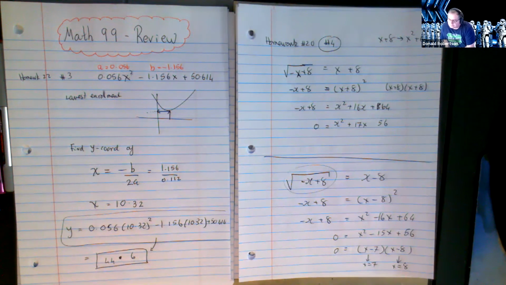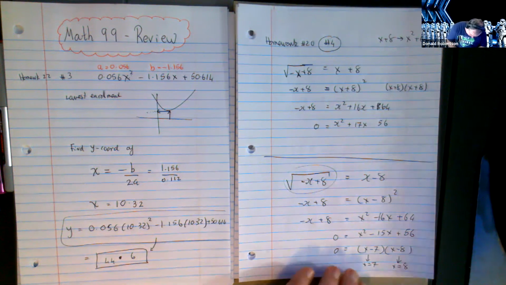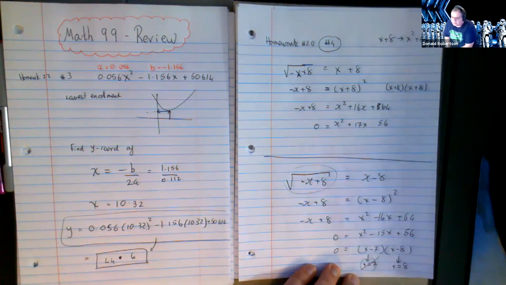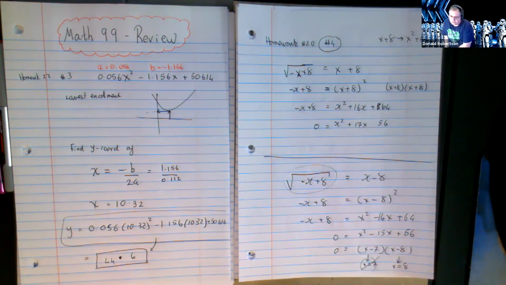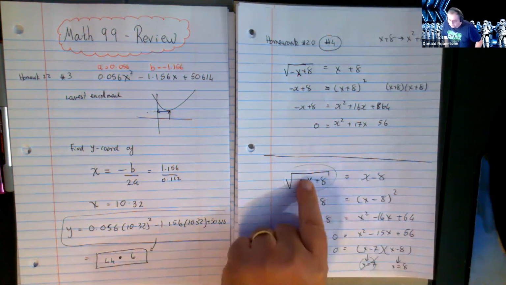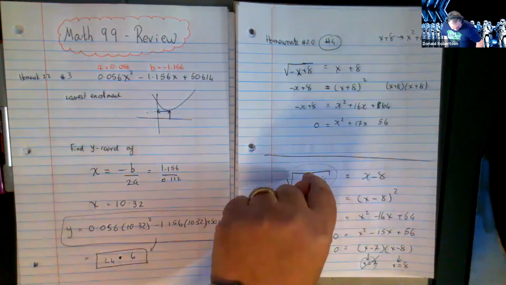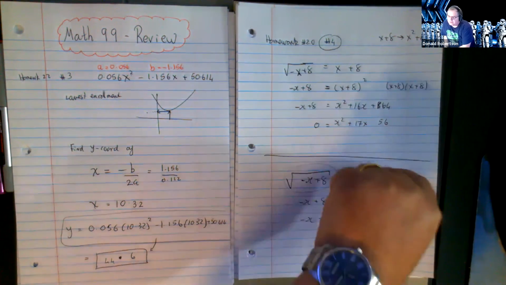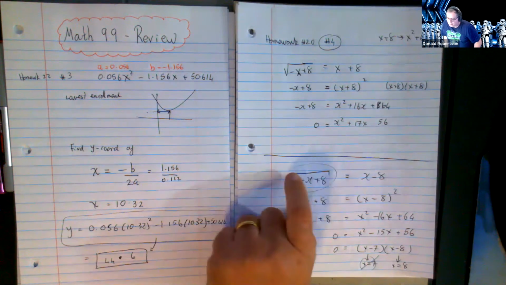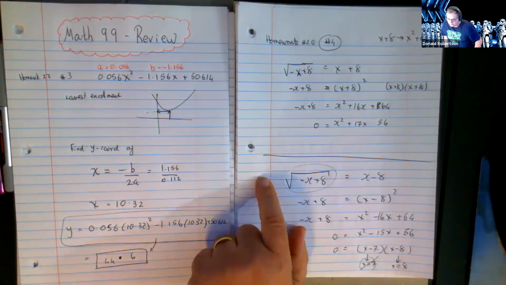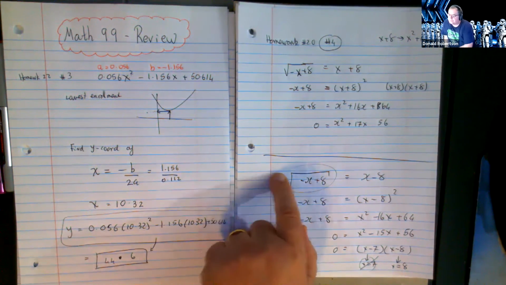I can't remember what the book's phrasing is, but this guy here isn't any good. It doesn't work. So there's only one solution, and that's x equals 8. And if I check that one out, they do match. If I try 7, you end up with the square root of 1 equals -1, and that's not correct. The square root of 1 is positive because there's no negative sign here, so it's positive.